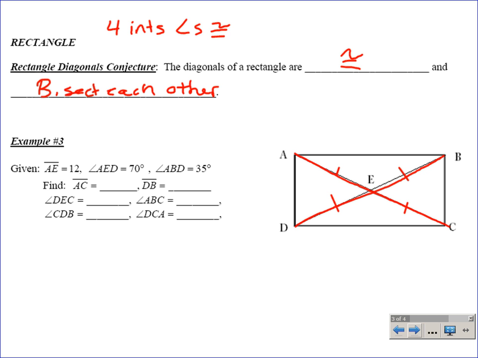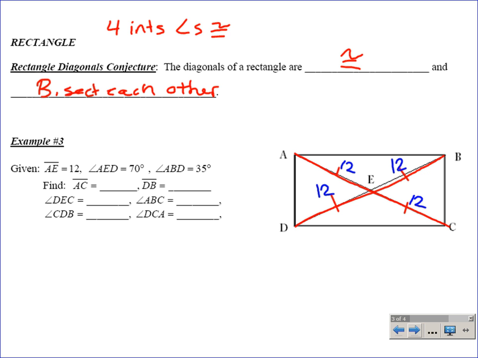If we know AE is 12, what else up here is 12? EC is 12. What else is 12? EB is also 12. Sounds good to me.